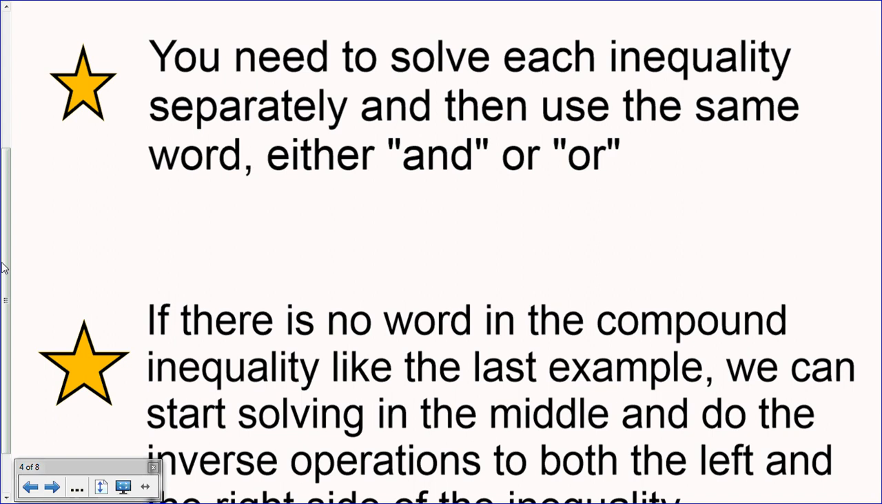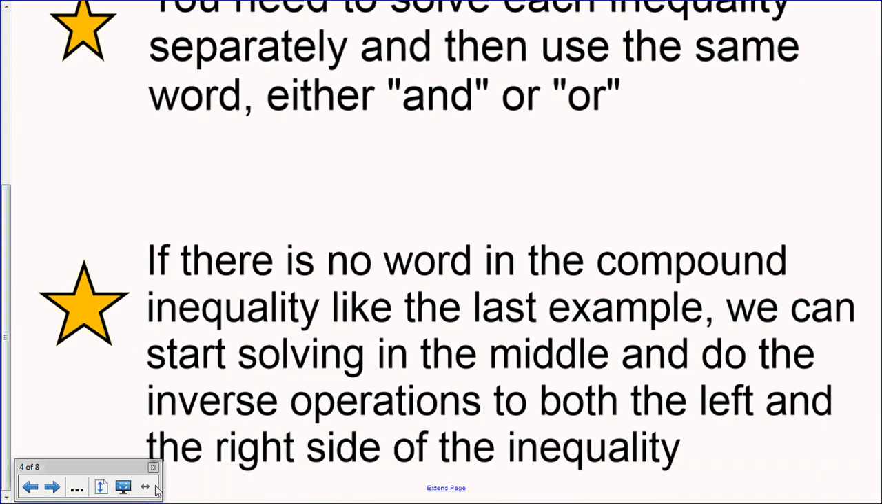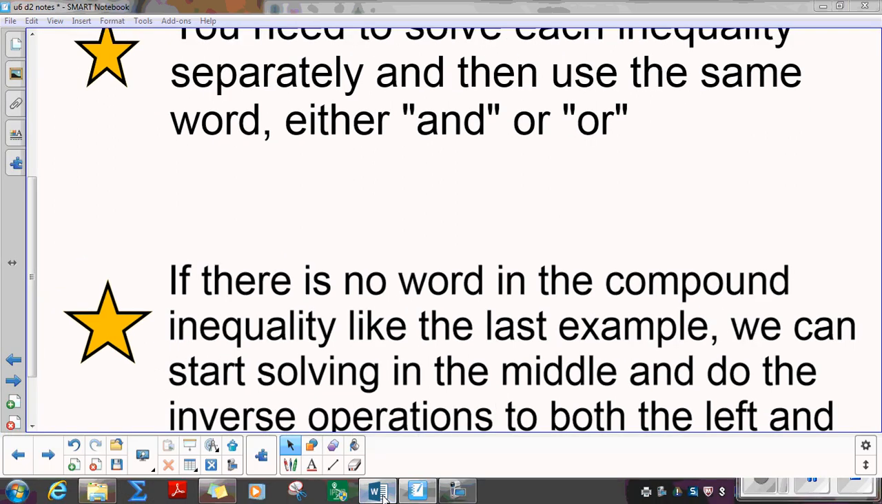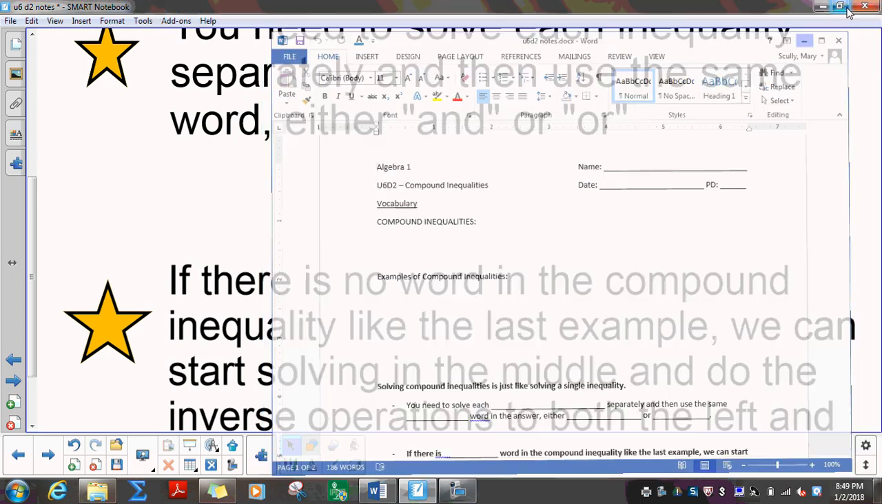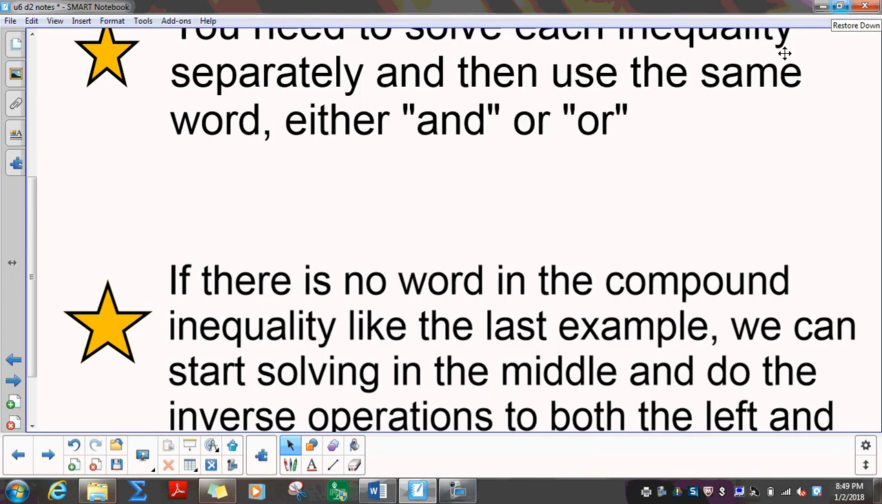Hold up. Did I even give you room to write this down? Oh, okay, I gave you spaces. Sorry. I have to remember what your notes look like.